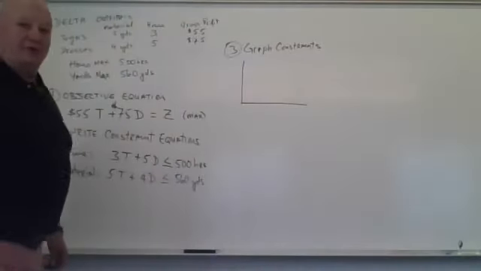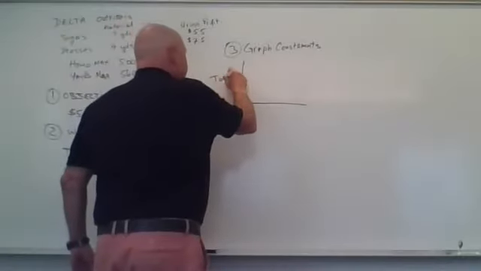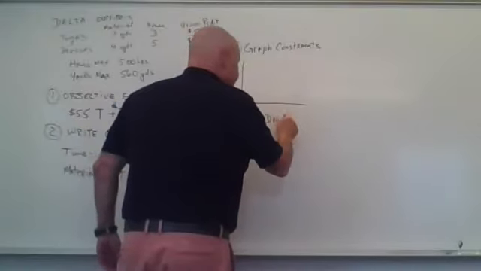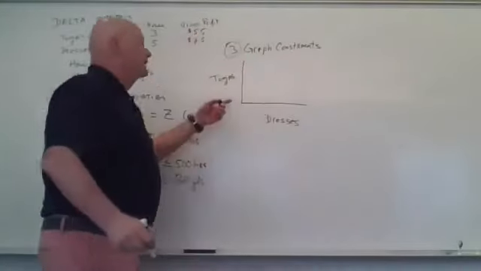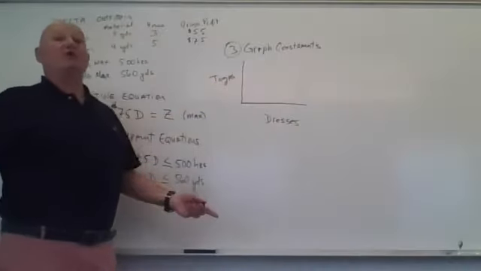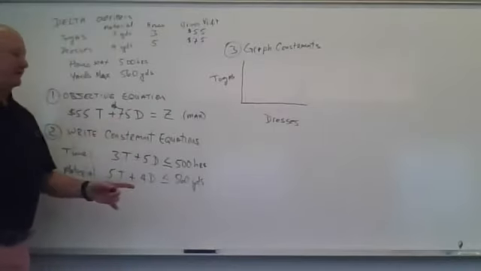Okay, and we'll say that we're going to have, let's say, togas on this axis. It'll work if you do it on the opposite axis. Togas over here and dresses over here. So along the y-axis is some number of dresses. Along the x-axis is some number of togas. And we're going to try to get these constraints graphed onto there.